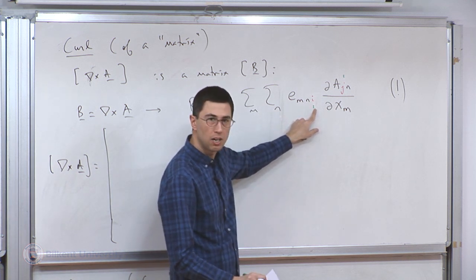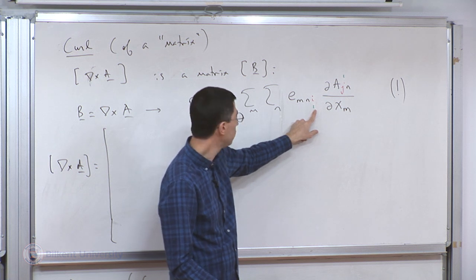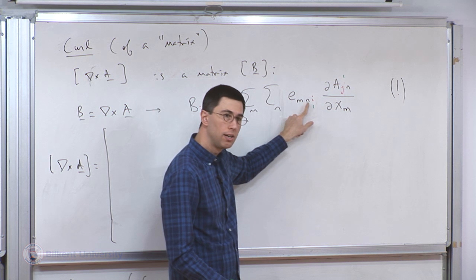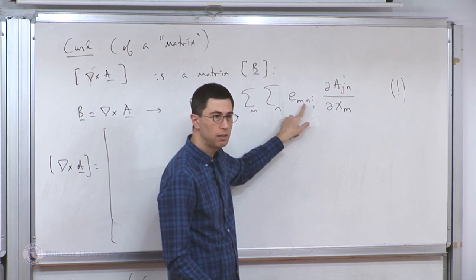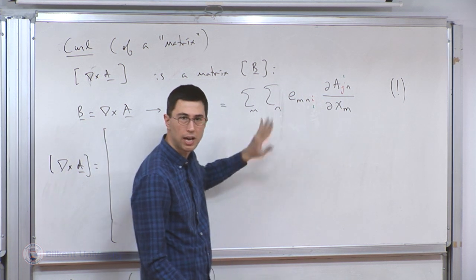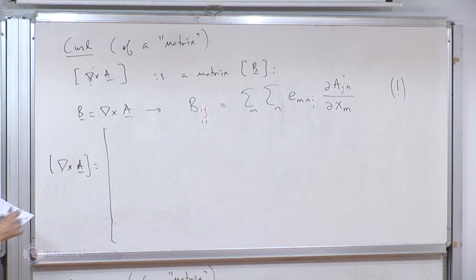So the only combination that I can have is either m is equal to 2 and n is equal to 3, or this is equal to 3, that is equal to 2. Those are the only possible cases because everything else is 0. Okay?